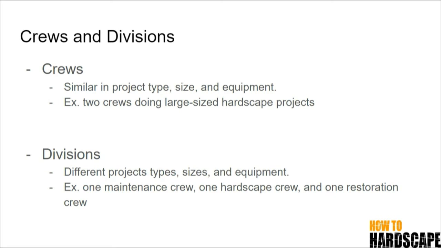So our maintenance crew would have equipment that's specific to them, people that are specific to them. So we would create a budget specific to that division. Same with our hardscape crew and same with our restoration crew, if they were always doing different things with different equipment and they have different people in them. That's important because we would create a budget specific to each of those divisions. And if we only have crews, then we would just have one budget, but we would encapsulate all those crews into that one budget. So that's what's extremely important between crews and divisions and how we define them in our business.